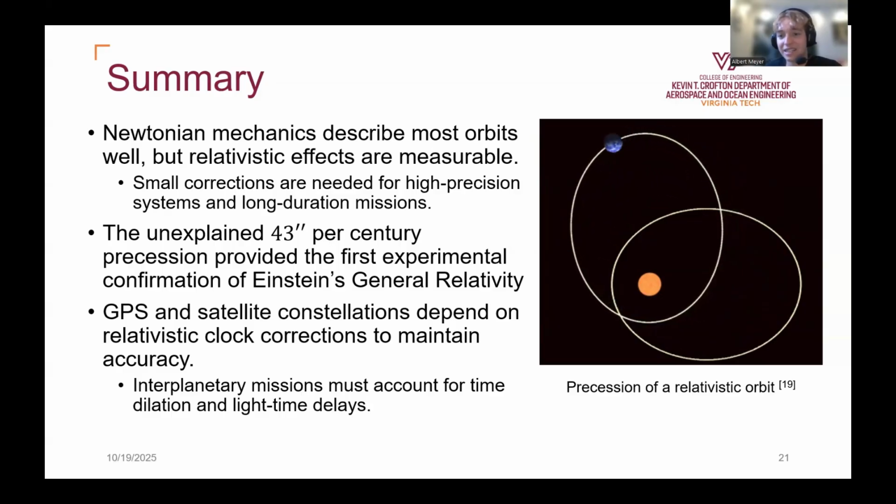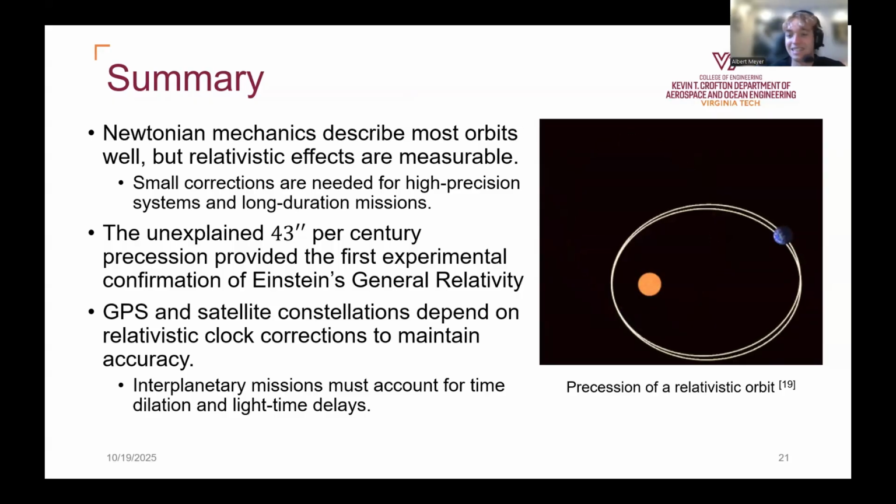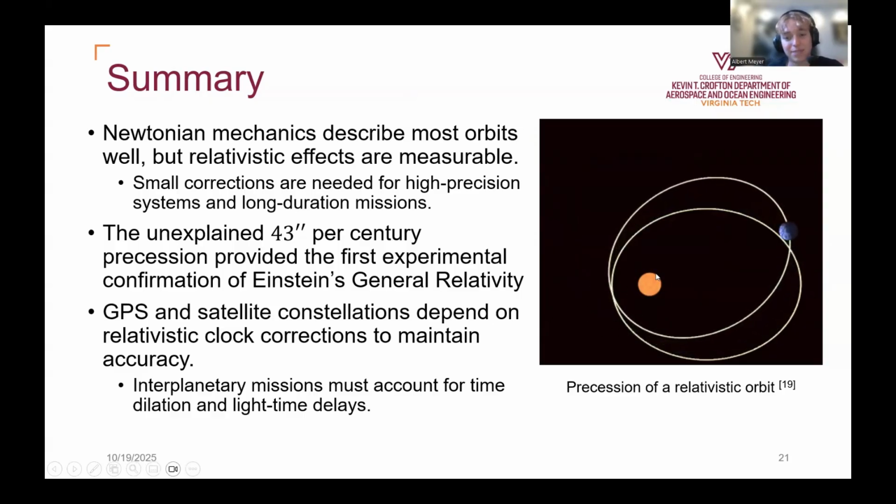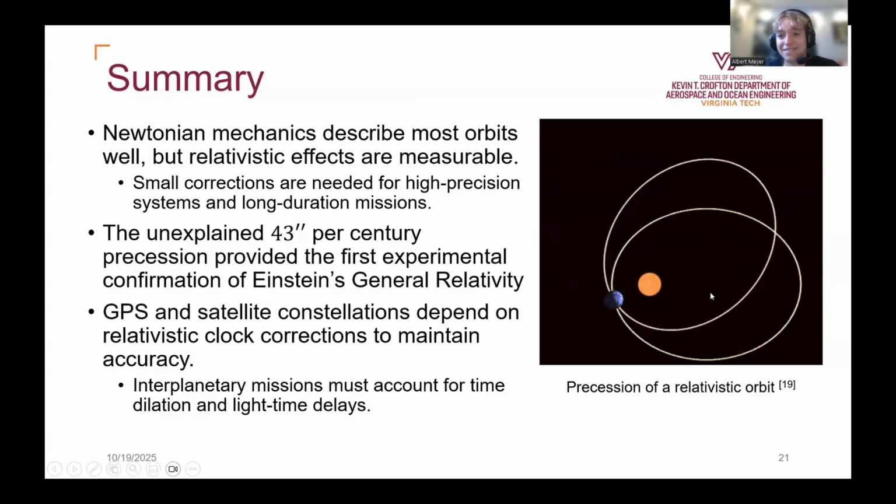And then on the right here, one more time, is just another visualization, if you needed it, of how this perihelion is shifting in this orbit as predicted by relativity, and this would not be happening if it were not accounted for. So very interesting there.